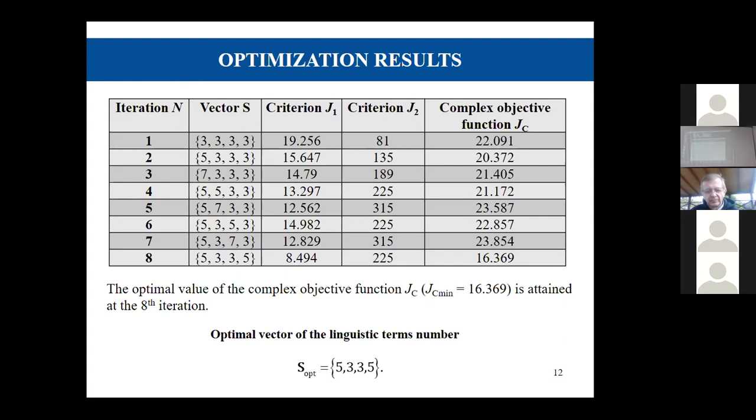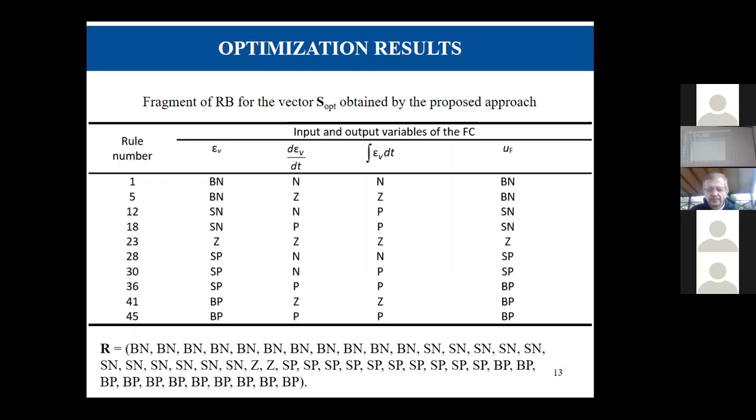This slide shows the rule-base fragment synthesized in the optimization process for the obtained optimal vector, that is generated by means of the sequential search method. In this case, the rule base consists of 45 rules. The full vector of consequences is as follows.